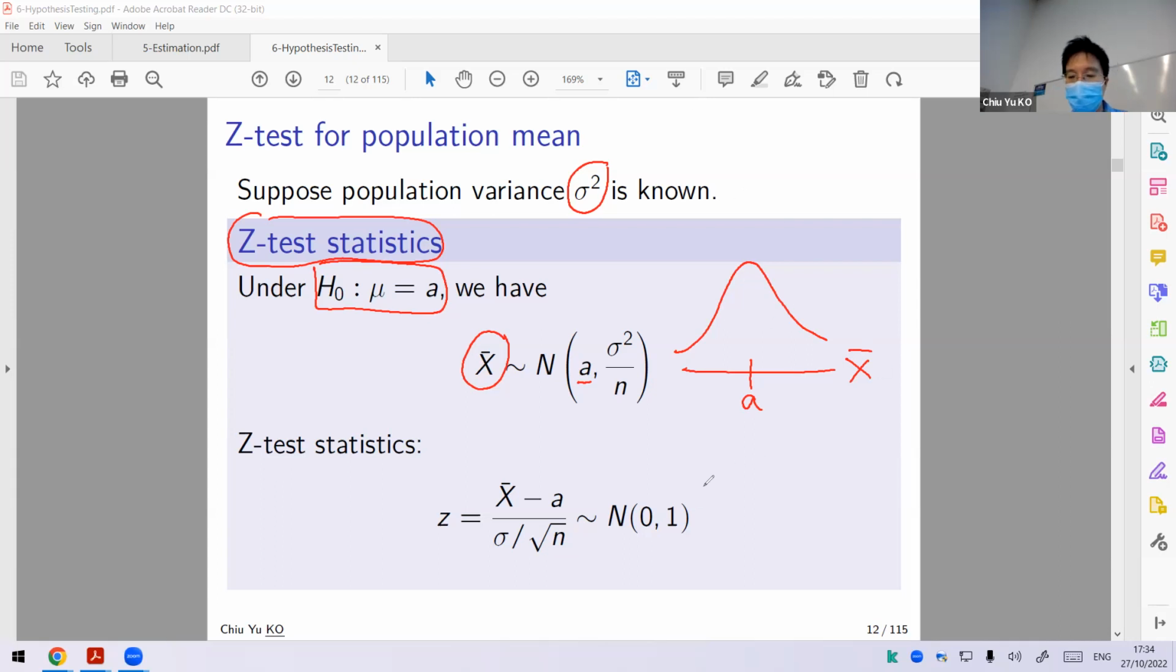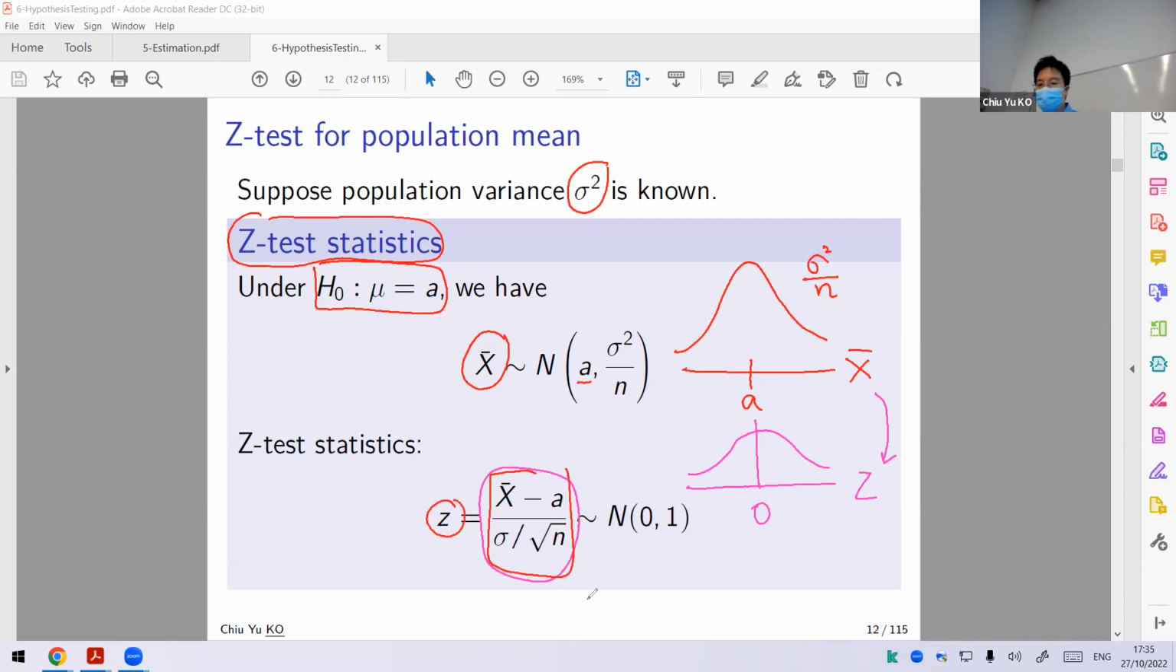So the question is, we want to know, with this bell curve, we can transform this to Z, right? With this being 0, and how we transform is based on this, right? Because the variance is sigma square over n, so the SD will be just the square root of that. By this transformation, we will see where this Z is located. If this is far away from 0, then we would say this is not going to be supported by the data. If this is near 0, that's okay.